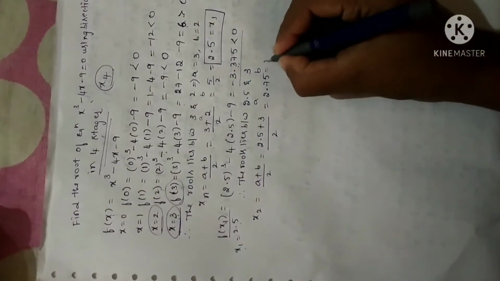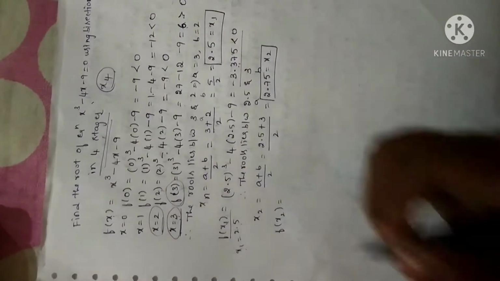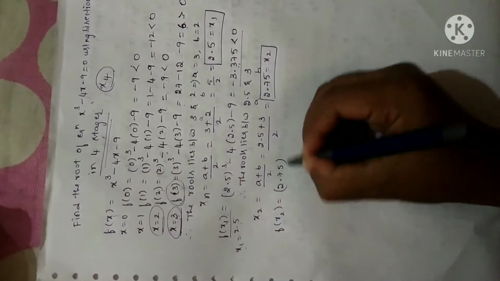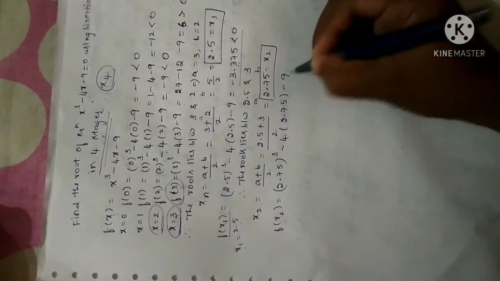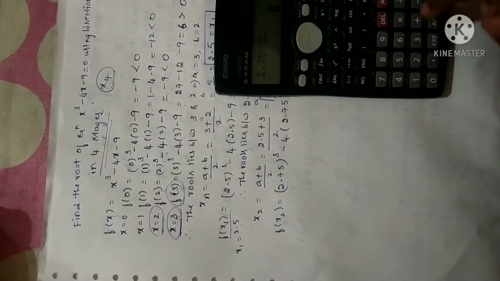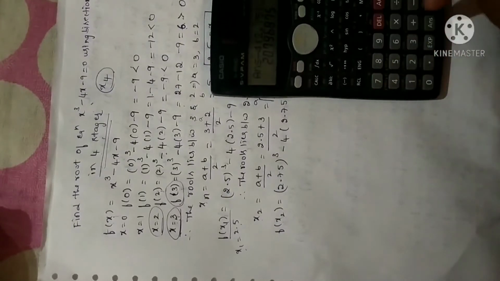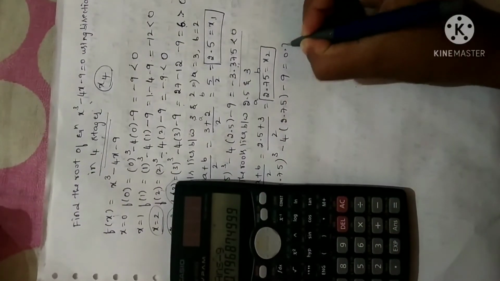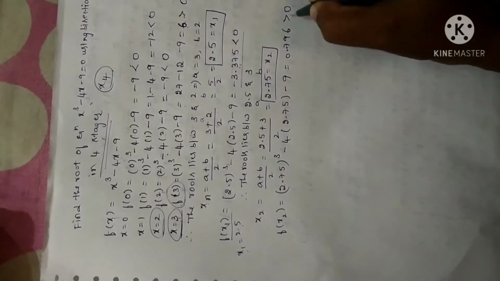2.75. So the value of x2 is 2.75. We have to find the f of x2 value. Replace x with x2. So 2.75 whole cube minus 4 into 2.75 minus 9. Simplification gives us 0.796. It is positive, greater than 0.